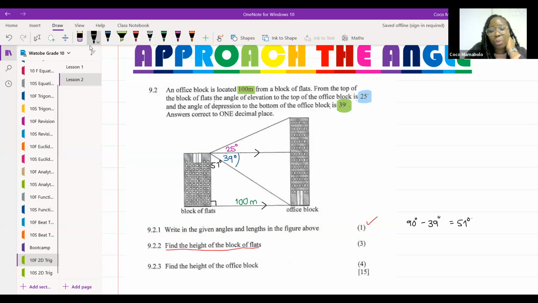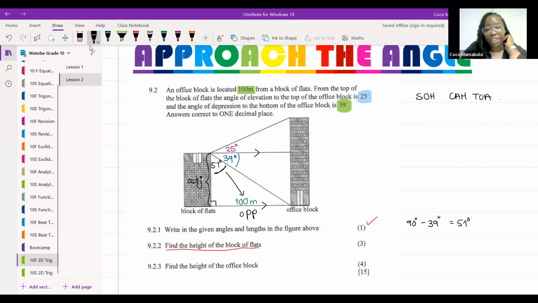Now remember, we want the height of the block of flats. In reference to this 51-degree angle, what is the block of flats if we had to label it? It's the adjacent side. And the 100 meters is the opposite side. Now, use our SOHCAHTOA. We're going to use tan.